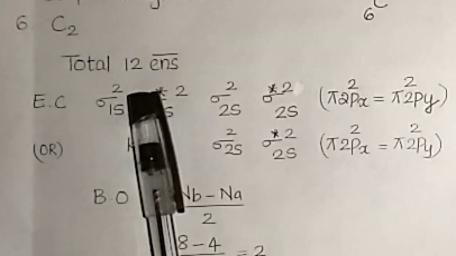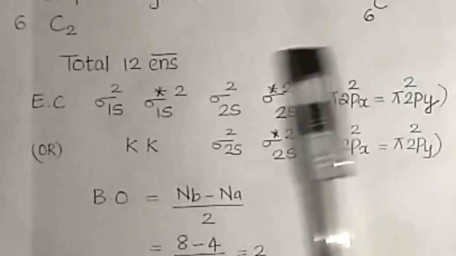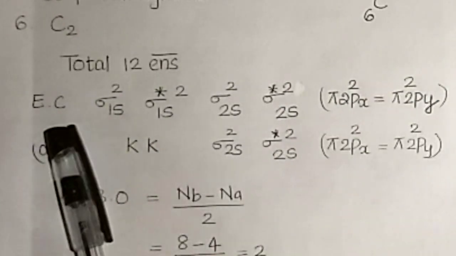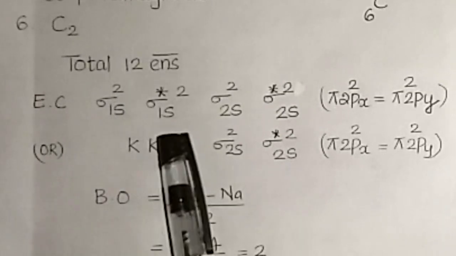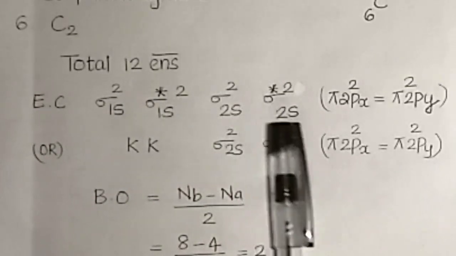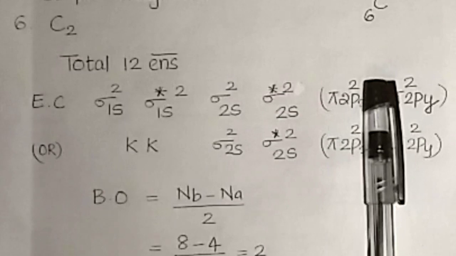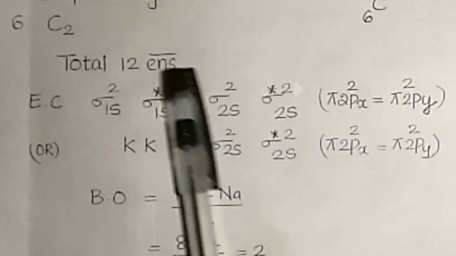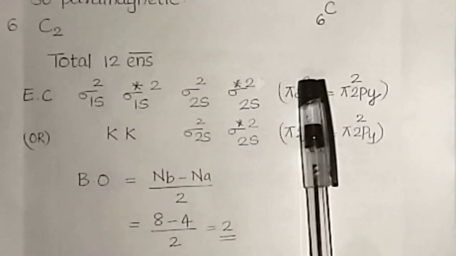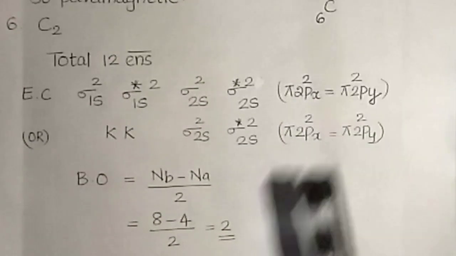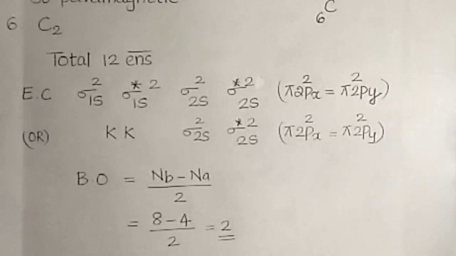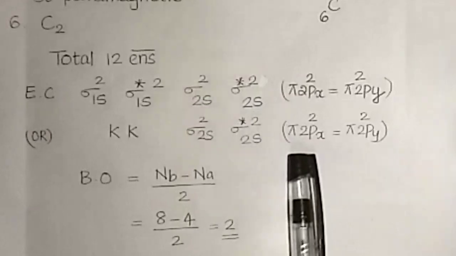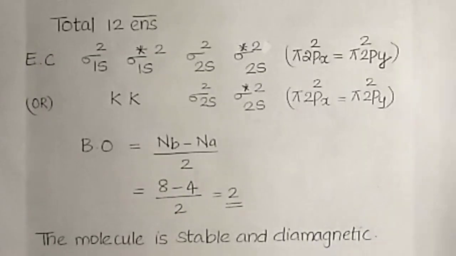Next one, the carbon molecule. Carbon atomic number 6, then total 12 electrons are there, 6 plus 6. Electronic configuration is sigma 1s2, sigma star 1s2, sigma 2s2, sigma star 2s2, pi 2px equal to pi 2py. In our hand, 4 electrons are there. 2 electrons are given to pi 2px and 2 electrons are given to pi 2py. Otherwise written as KK, sigma 2s2, sigma star 2s2, pi 2px2 equal to pi 2py2.